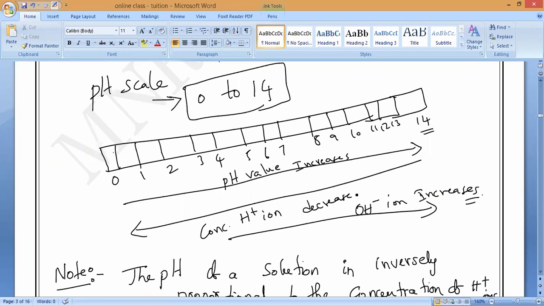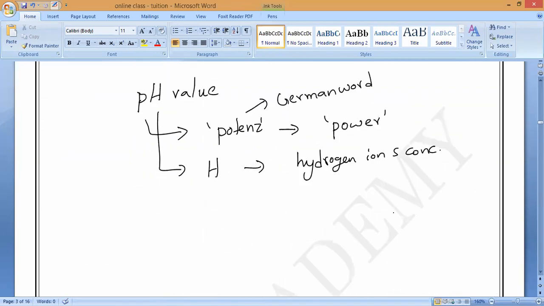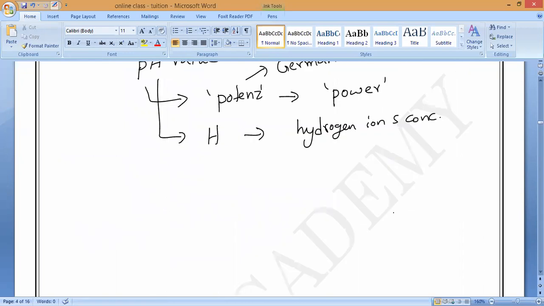Okay, that is also very good. You said it. Write it. H indicates hydrogen ion concentration, or else I can say H plus ions, or I can say hydronium ions. Everything, please write it. Oh, very good, Karthikeyan. Because of you, I will write that point also.